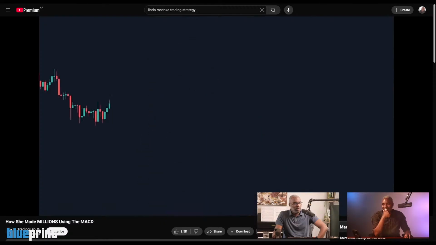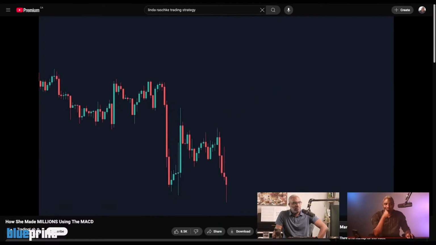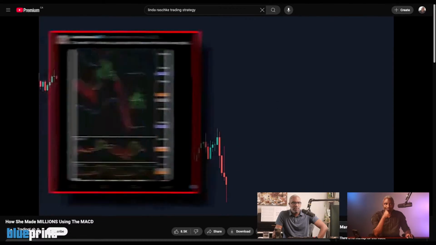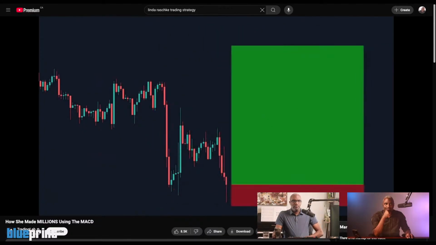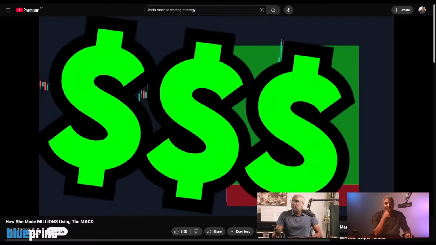Linda would look for a downwards move that's starting to correct like this. Once it starts to correct, it would do a move like this, where price would start heading in the opposite direction, creating a pullback. Once she found this setup, she would follow her specific rule set in order to find perfect entries for the specific play, where she would profit from this beautiful correction.